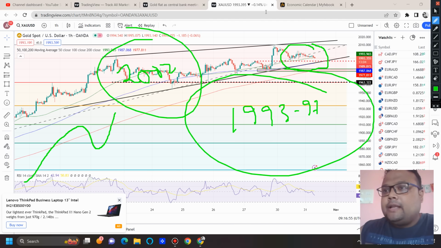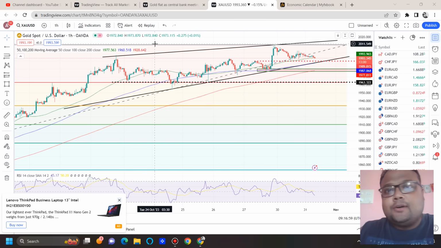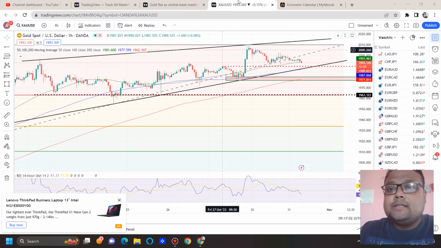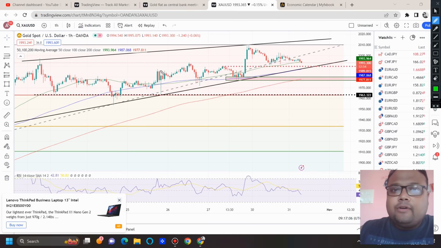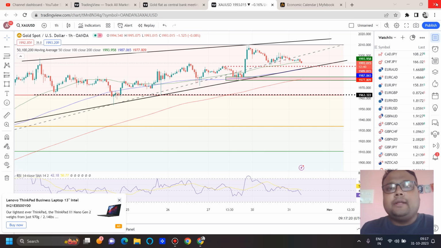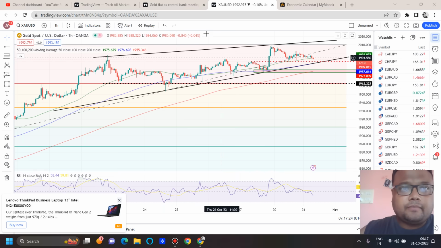You can also see that I have drawn a wedge pattern on the chart, and a wedge pattern is a trend reversal pattern. If we have a wedge pattern, it means that the market is losing momentum. The buyers in the market are losing momentum, and there is a possibility that we may see further downside on the chart of gold. And why is it happening? It is very important to know why it is happening.